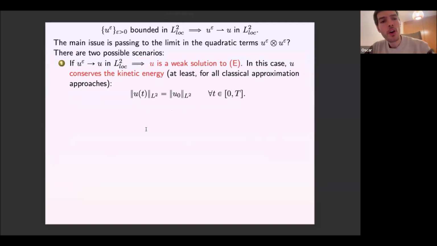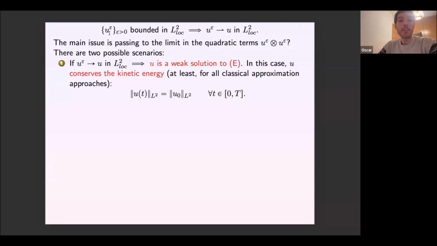And now let's see how DiPerna and Majda are able to establish existence of Euler solutions from approximate families. By assumption, this family, u^epsilon, is uniformly bounded in L2. And we know from basic courses in functional analysis that, working with Hilbert spaces, if we have a bounded sequence, we can extract a subsequence that converges weakly in the Hilbert space.